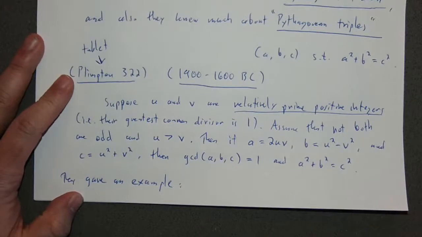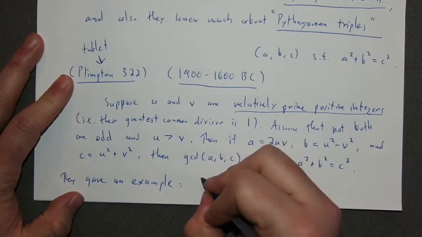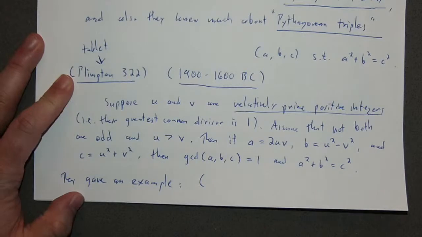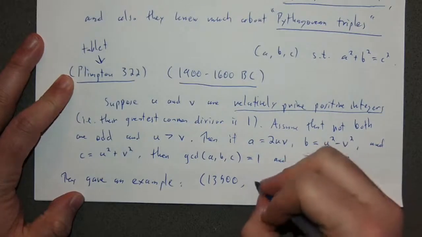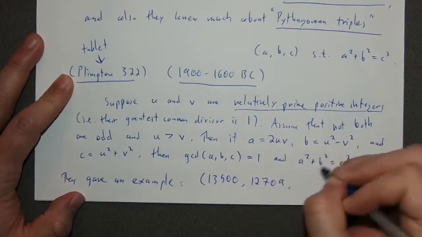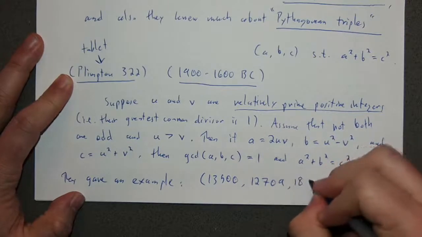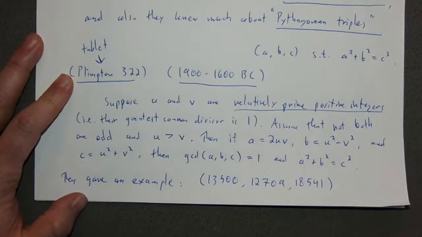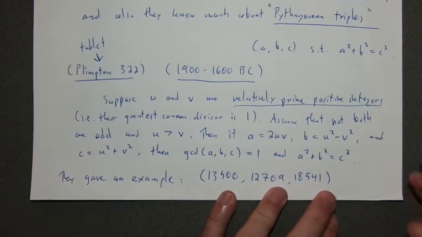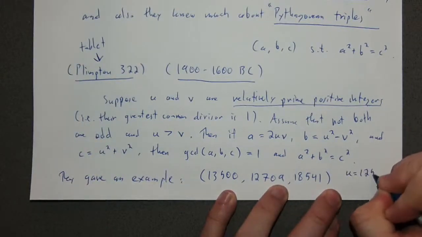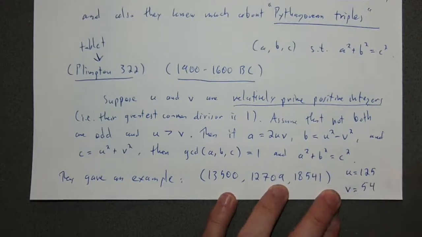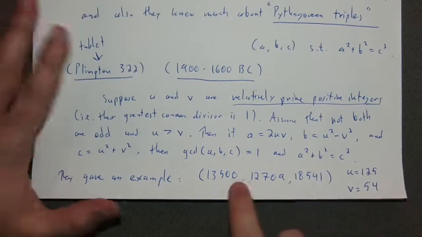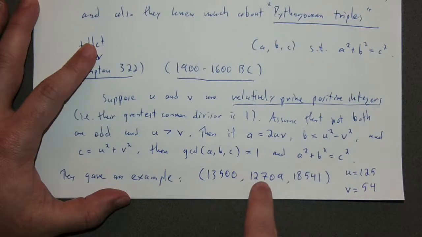So what are the examples of a Pythagorean triple generated in this way? The examples are 13,500, 12,709, and 18,541. This is given on the same tablet. This occurs when you pick U equal to 125, and V equal to 54. And you can check that 13,500 squared plus 12,709 squared is equal to 18,541 squared.